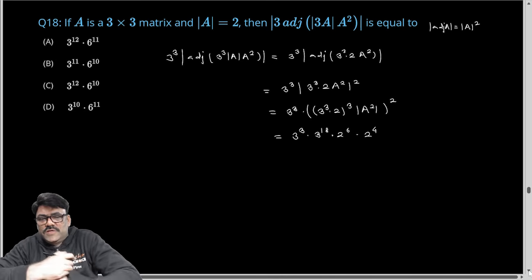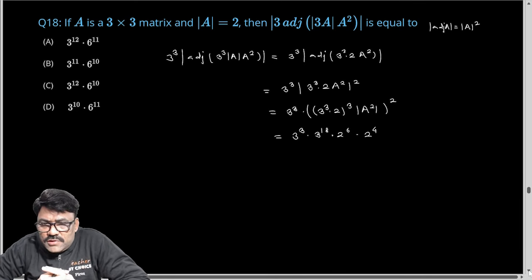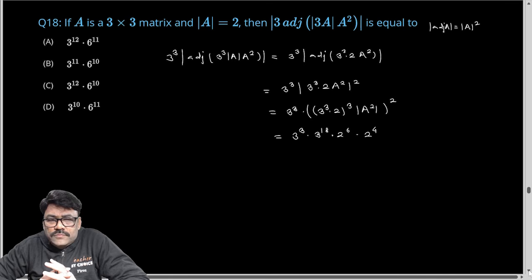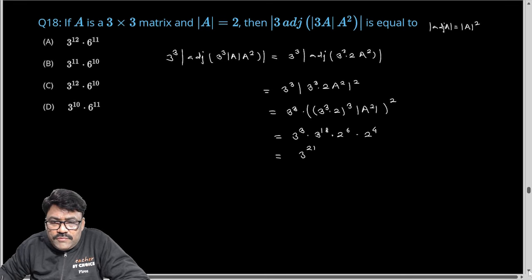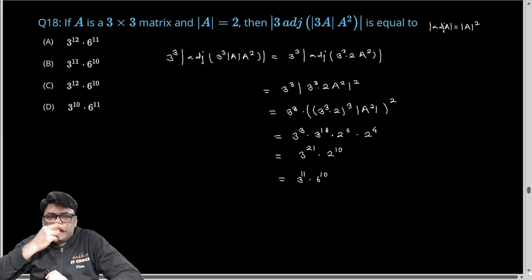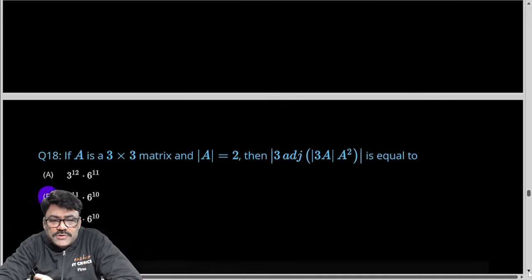So you are getting 3 raised to 3, 3 raised to 18, then 2 raised to 6, and then 2 raised to 4. But they have written as 3 and 6. So I am getting 3 raised to 21, 2 raised to 10. So it can also be written as 3 raised to 11 and 6 raised to 10. So it is 3 raised to 11, 6 raised to 10, means B option should be the correct option here.